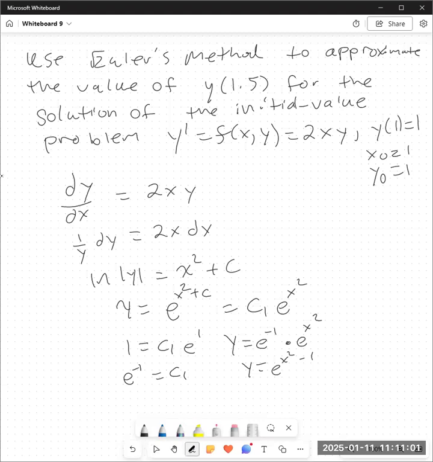So if we wanted to find out exactly what y of 1.5 was, we would need to calculate e to the 1.5 squared minus 1. We're going to use Euler's method to approximate that. And I'm going to use Excel to help me with the calculations. You may want to use a calculator, but I just want to show you in spreadsheet form and show you that there's some automation that Excel can do that would be helpful to you with formulas. So let's go ahead and I'll share that now.